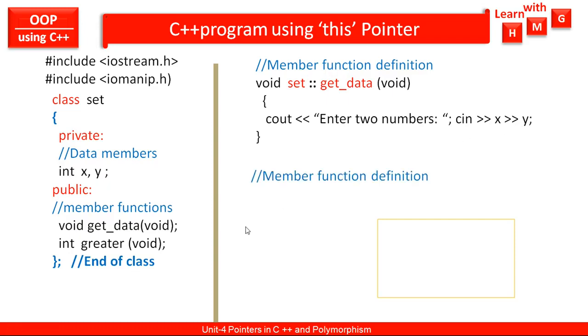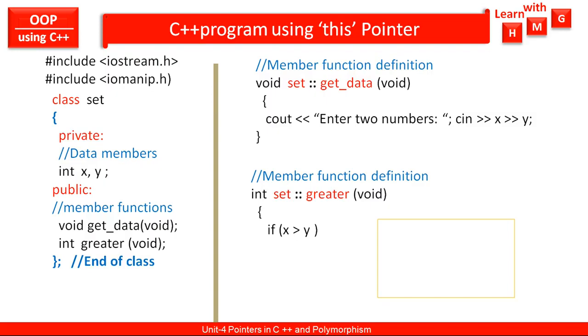Second, I am going to write the member function definition of the greater function. Here set is the class name, followed by the scope resolution operator. Greater is a member of the set class. It does not accept any arguments, that's why it is void, and it returns an integer type of value, so the return type is integer. First of all, I will write the body of the greater function using the normal data member names, that is x and y.